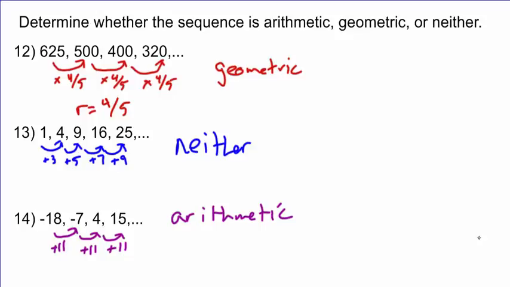Folks, again, today's focus is looking at patterns of numbers, trying to distinguish what's going on. Is it arithmetic? Is it geometric? Is it something else? Really good practice for you and your number sense.